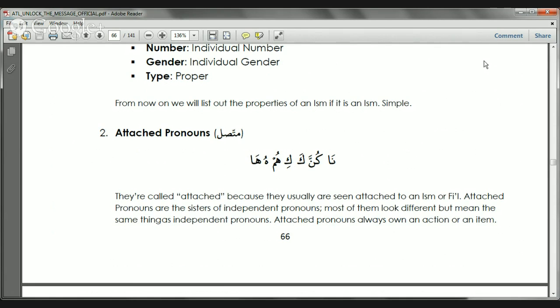Let's do some practice. So here, when you have attached pronoun, the na is what actually? What does it mean actually? So we're going to do that now. The attached pronoun na means us. Kitabuna, our book. Okay. Go to page 70.